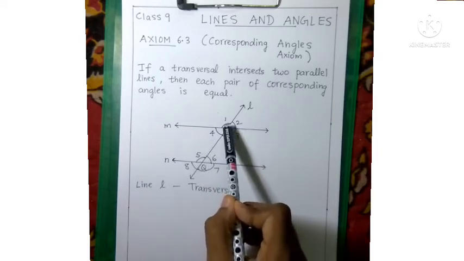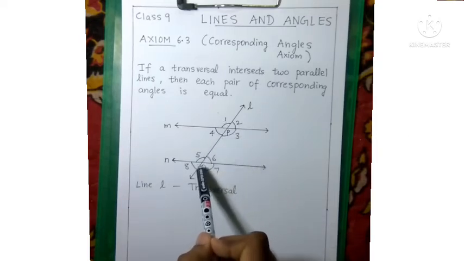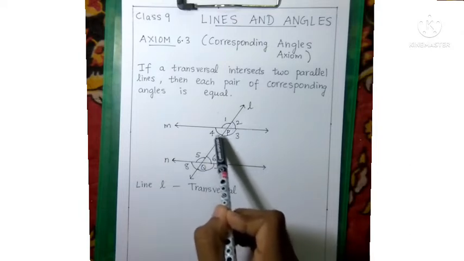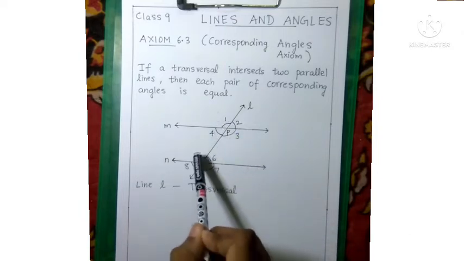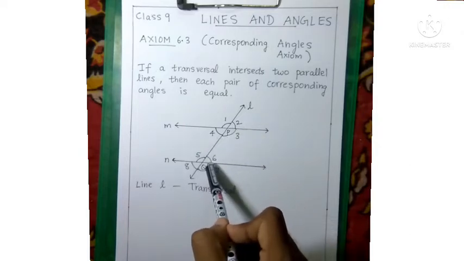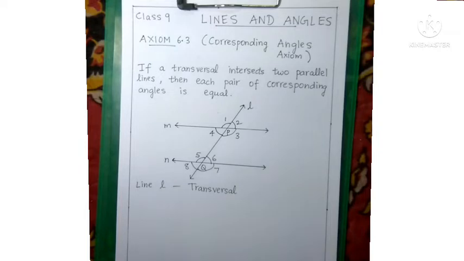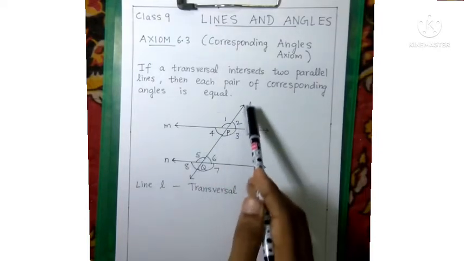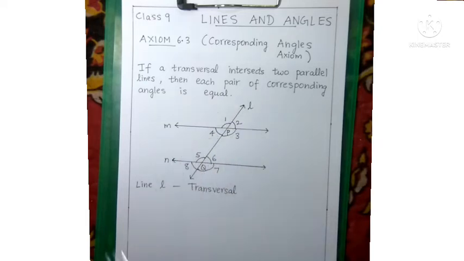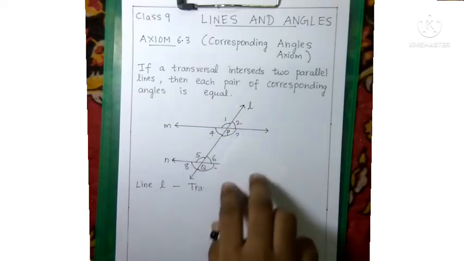Four angles are formed at each of the points P and Q. At point P we have four angles, at point Q we have four angles. So a total of 8 angles are formed. Now let us look at the angles that are on the left side of this transversal L. This is the left side, so let me cover the right side.